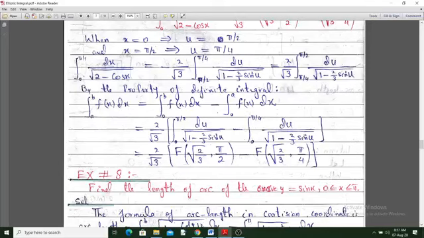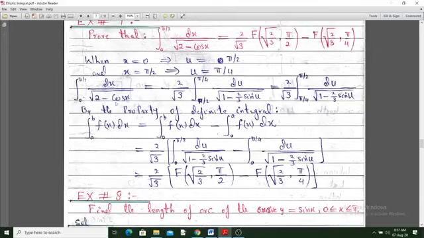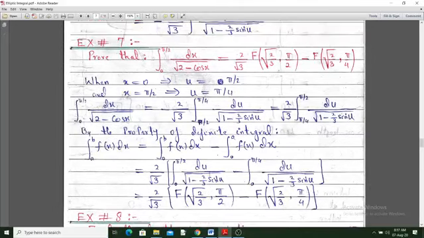This is an incomplete elliptic integral of the first kind, because the angle is pi by 4 and k is square root 2 by 3. So we prove that this given integral is equal to this integral, and the result is proved.